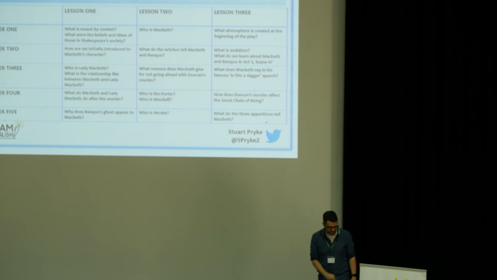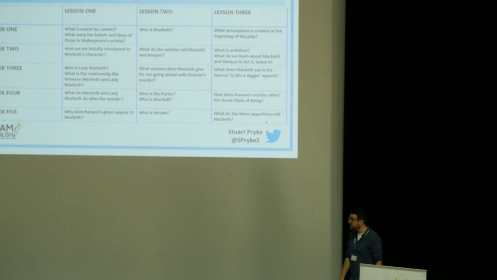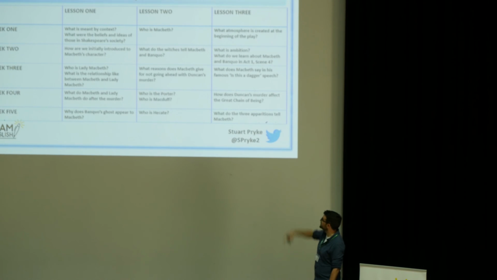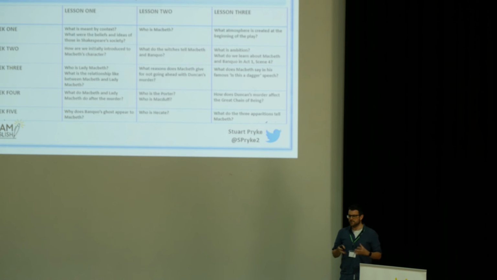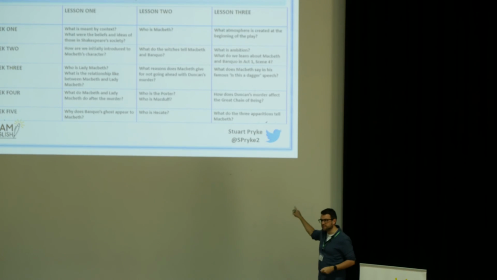So these are the big questions that I've given to Macbeth. I've had to cut off week 6 at the bottom, but just simple questions designed to help students understand that play. They're not particularly challenging. That first question there, the second question, who is Macbeth? What reasons does Macbeth give for not going ahead with Duncan's murder? They're not particularly challenging questions, but you can challenge the students later on once they've got a knowledge of this.